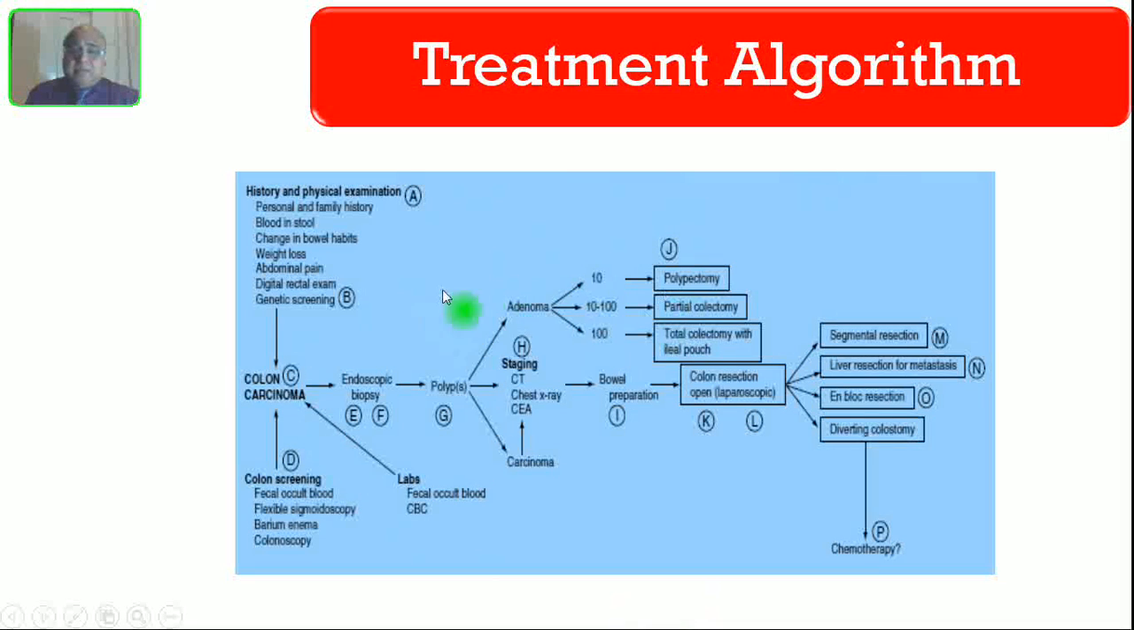So this is the treatment algorithm for colonic cancer. I think I have already talked about this. This is the thorough history and physical. This is the colon screening, where you can do the fecal occult blood test, flexible sigmoidoscopy and colonoscopy. So I request my viewers to pause the video and read all these things, because I've already discussed all these things in the previous slides.